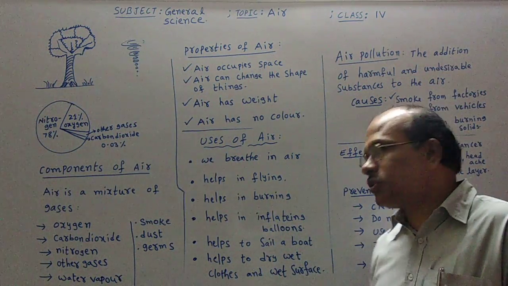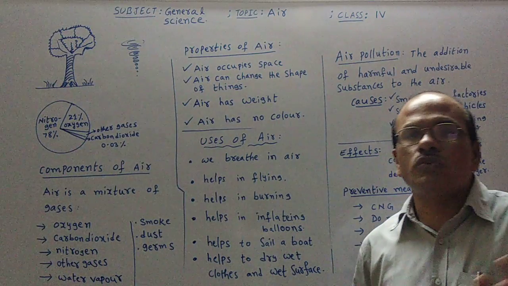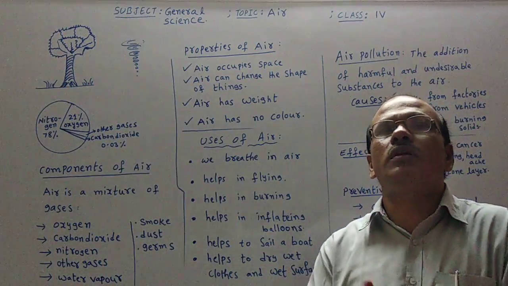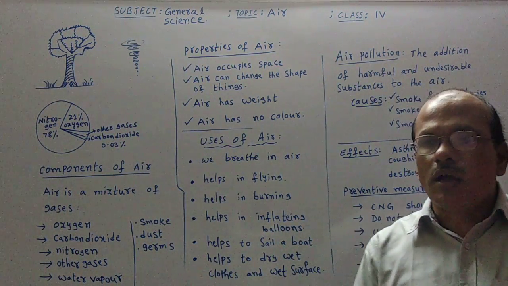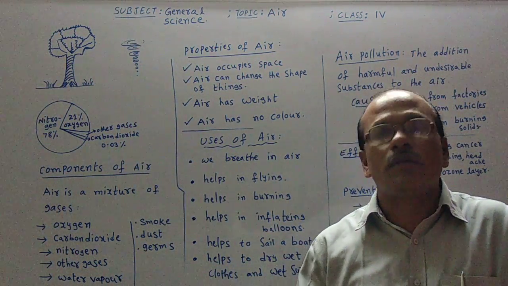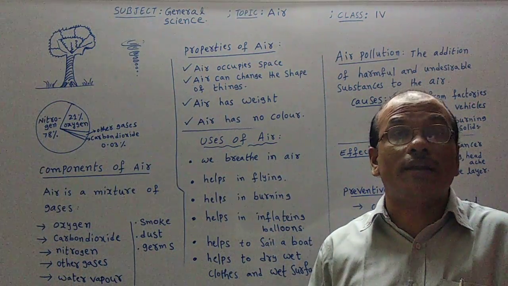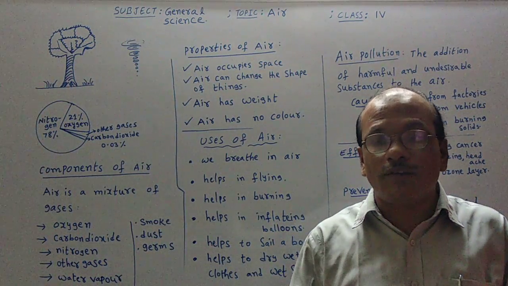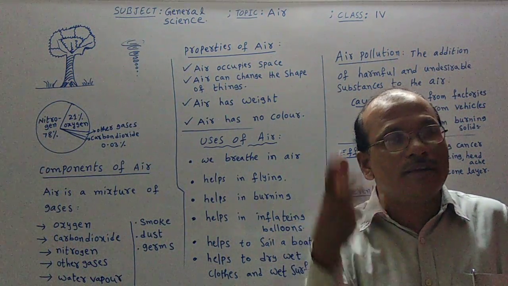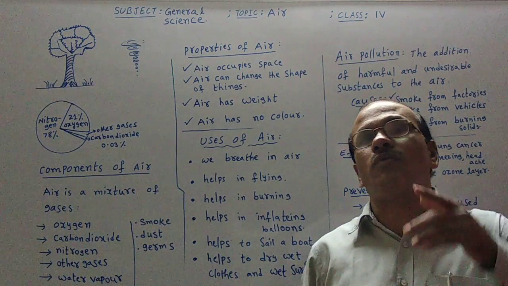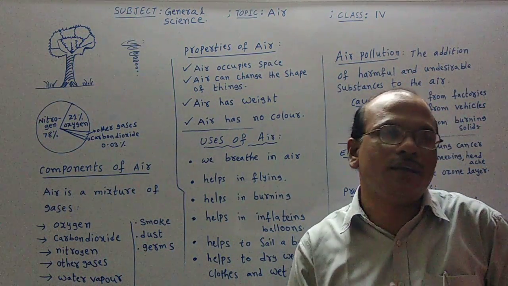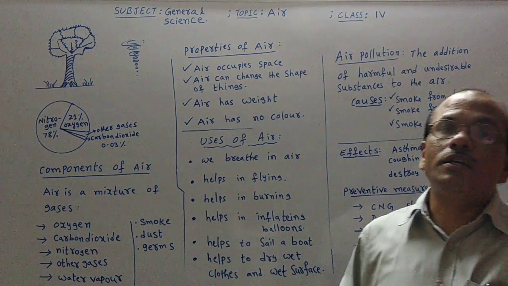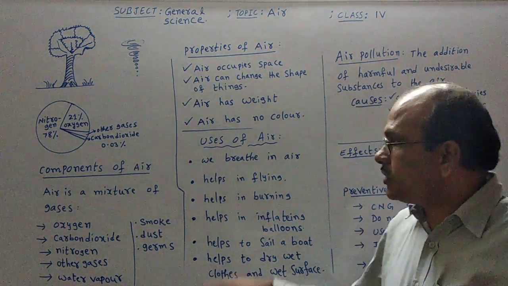Helps to dry wet clothes and wet surfaces. Suppose there is a drizzling or a rainfall and the roads are full of water and wet. After 1 hour or 1.5 hours or 2 hours, the water on the roads will disappear. Who has taken all that water? That is the air only. When the air is blowing continuously, the water is carried through the air as water vapor. It reaches the clouds again. That shows that air helps in drying wet clothes and wet surfaces. Am I correct? These are the uses of air.